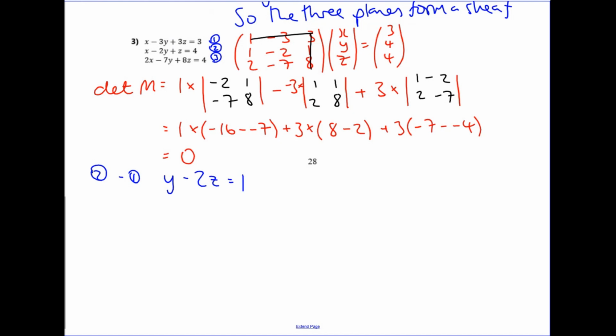I now need to eliminate x a different way. So if I do equation 3 minus 2 times equation 1, I'll do it the other way around. So I get 2x minus 2x, that cancels. Minus 7y minus 6y will give me minus y. 8z minus 6z will give me 2z. And 4 minus 6 from the first one will be minus 2. Obviously, I could change the signs to make this one match the first one. So y minus 2z equals 2.